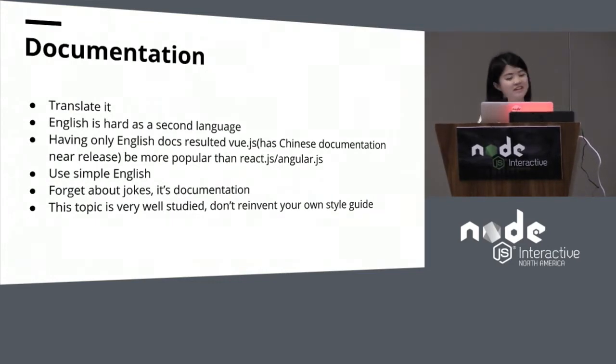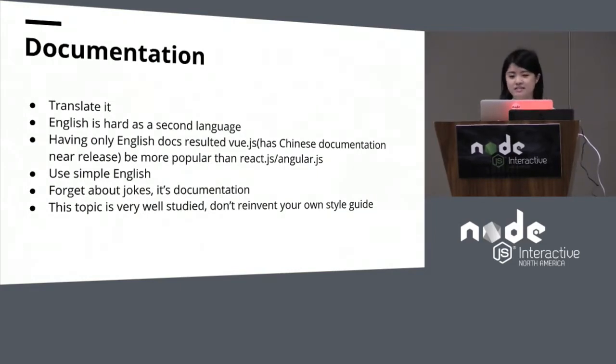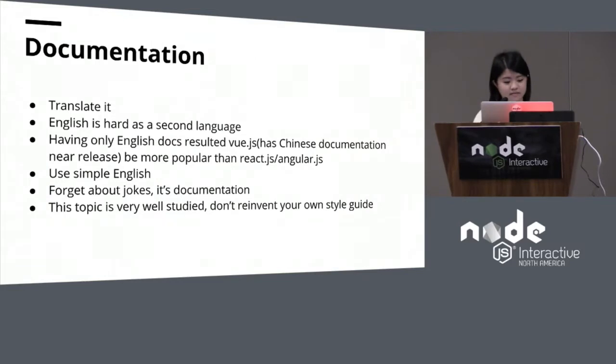Another thing I wanted to throw out there, which is not brought up by other people but is very important, is to translate your documentation. English is a very hard second language to read. Consider if you read documentation in French and you don't speak French. That's just how Chinese developers feel. And having only English docs resulted in neither React.js nor AngularJS being the most popular framework in China. The most popular framework is actually Vue.js, and the reason is that it has Chinese documentation on the day of release.